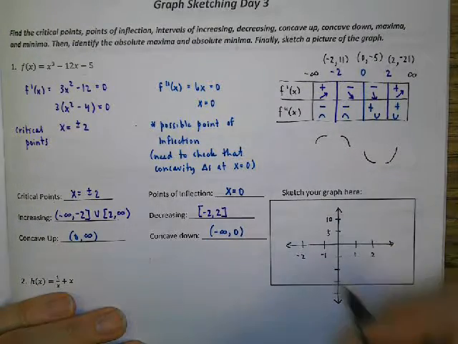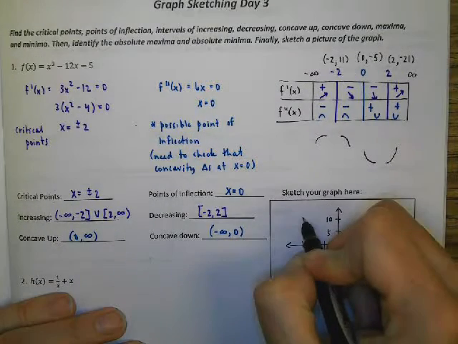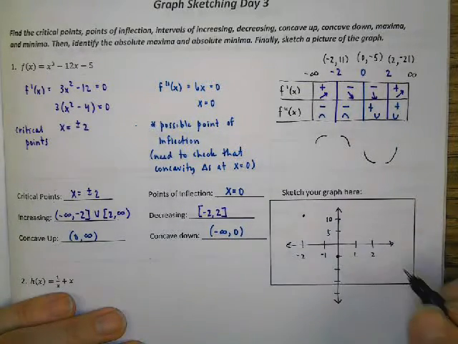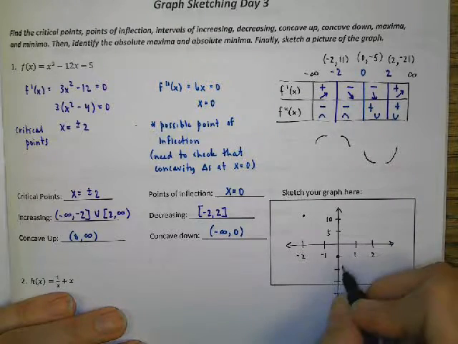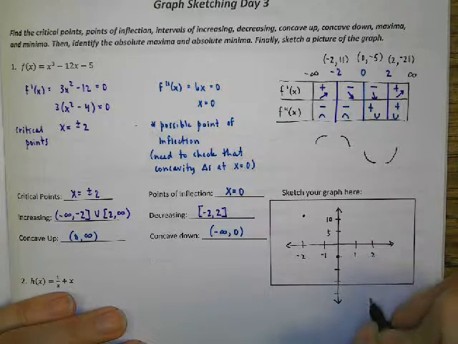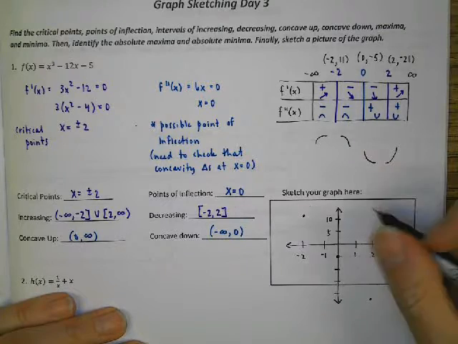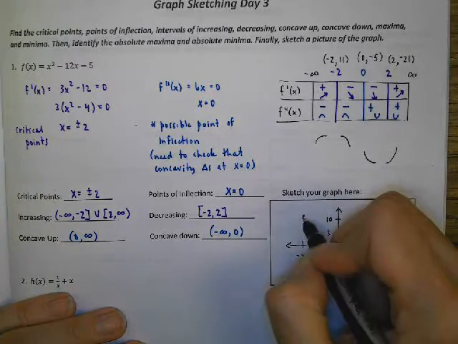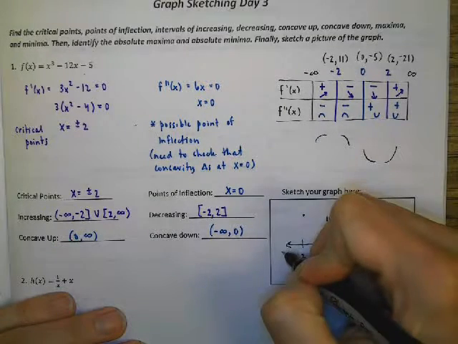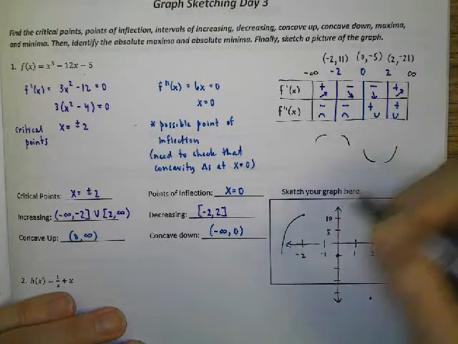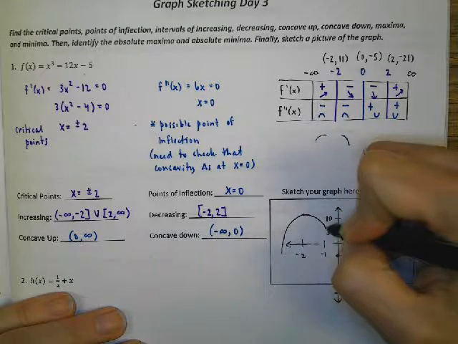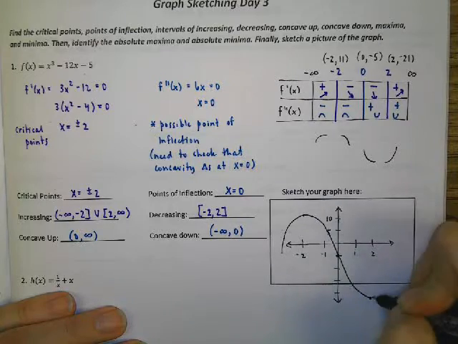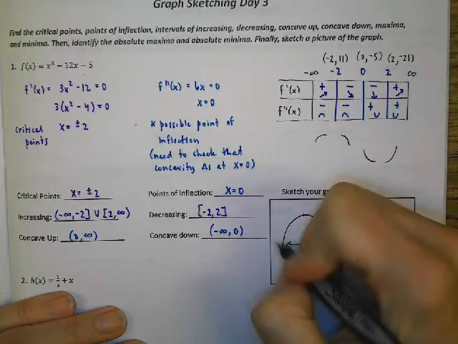So now I'm just going to plot my points. Negative 2, 11 is going to be about here. At 0, negative 5, I have a point here. And then 2, negative 21 is going to be down here. And so now I'm just going to fit this behavior that we observed to these points. So I know I'm coming up. Here I'm going to be concave down and decreasing. I changed to decreasing and concave up, and now concave up and increasing.